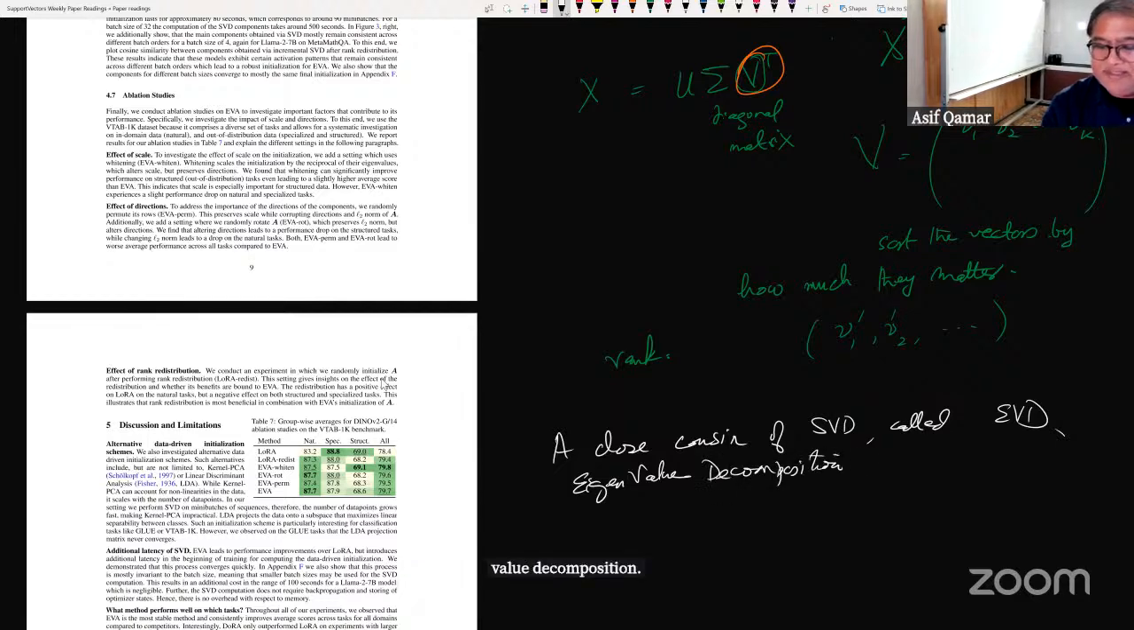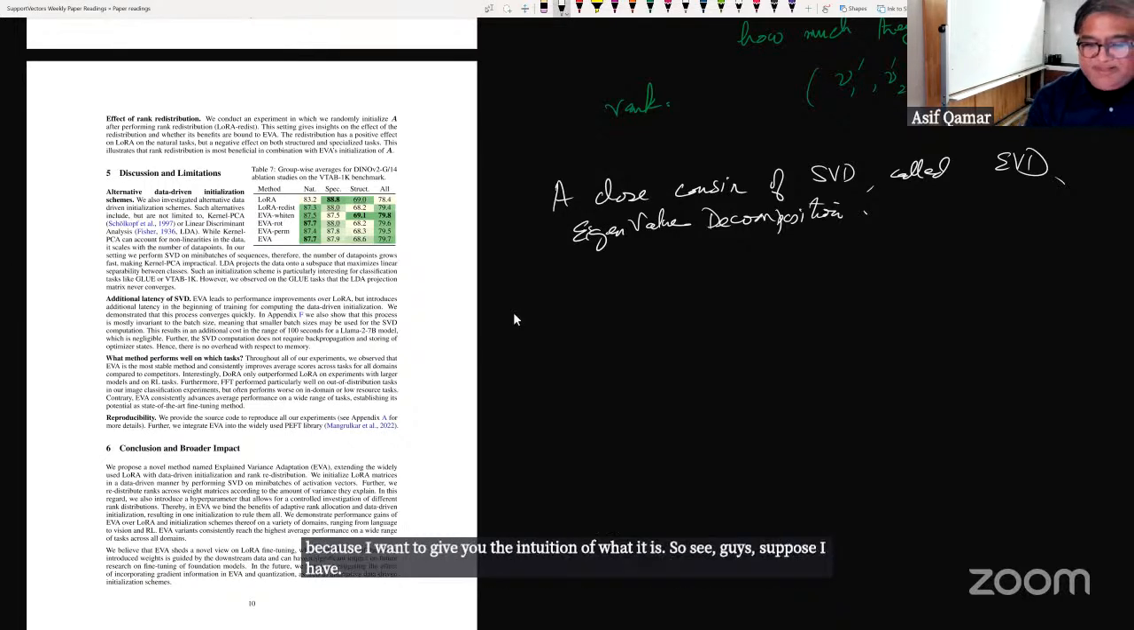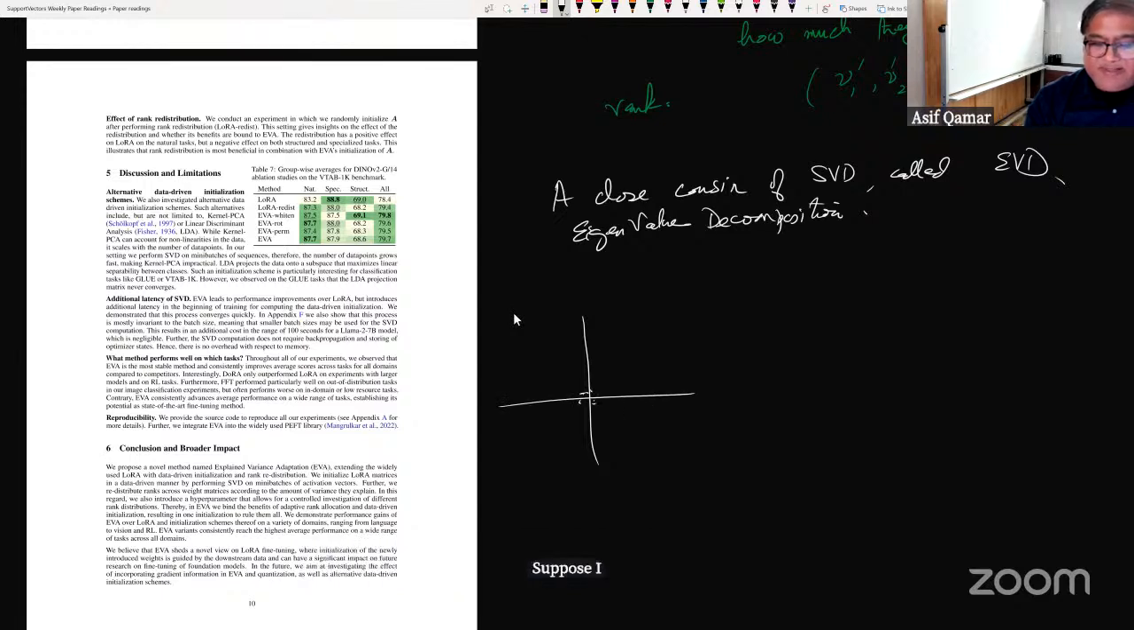The two are very related, by the way, but I'm deliberately doing it because I want to give you the intuition of what it is. So see, guys, suppose I'll give you two situations. Suppose I give you points like this. Data points that are there.